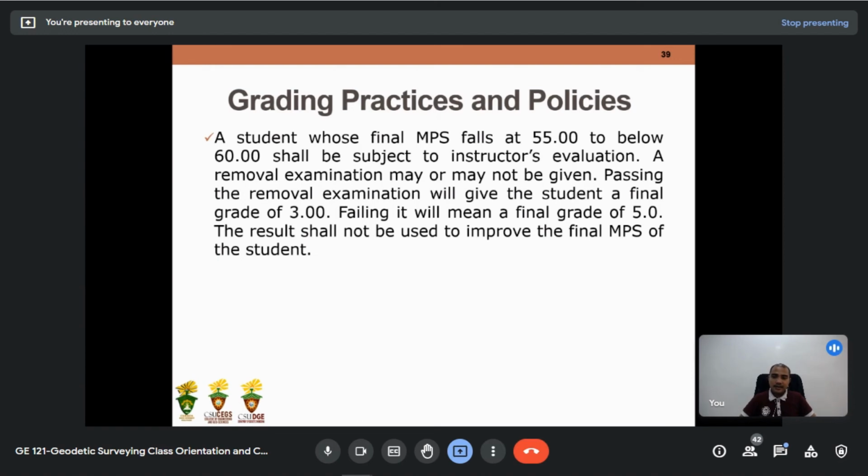And kung dili manggaling niyo na ma-fail mo or mabagsak mo sa removal exam, automatic 5 inyong grade, no? And kung mo pasar 3.0, no? Inga na ang conditional. Pero pag evaluate ni instructor na dili na siya need na muhatag og removal exams, automatic ang 55 to 60 is 5. Yan na siya.